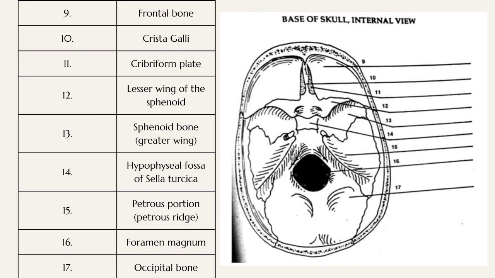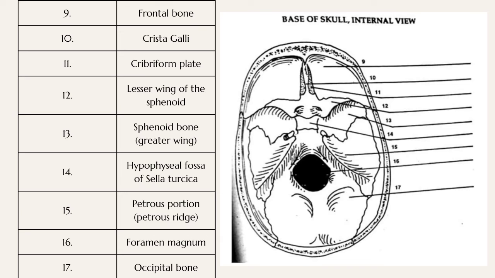For the continuation, we have the base of the skull, internal view. Number 9 is the frontal lobe. The frontal lobe is the most anterior, or the front part of the brain. It extends from the area behind the forehead back to the precentral gyrus.